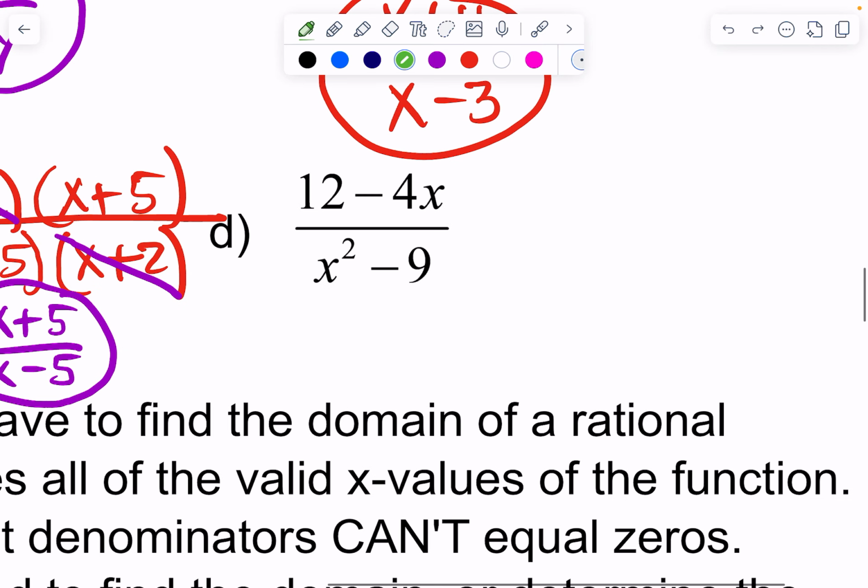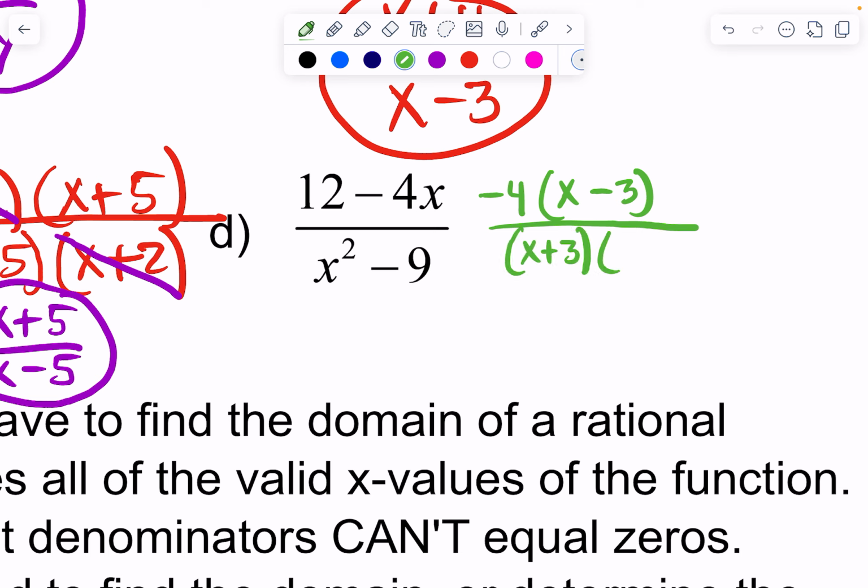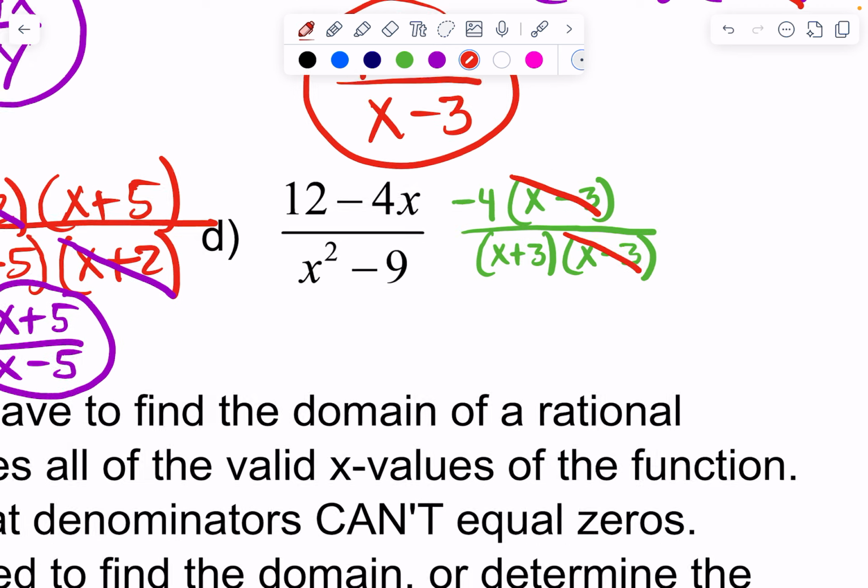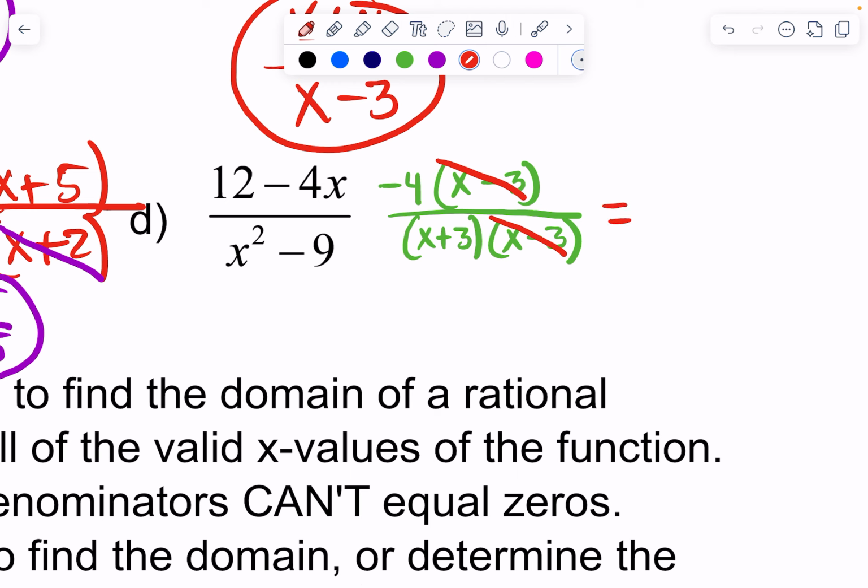Next, first let's go ahead and factor out a negative 4 from this numerator, giving me an x minus 3. And then this is a difference of squares, so this is going to be x plus 3, x minus 3. Please notice that the identical x minus 3 binomial is in the numerator and denominator, canceling out to 1. So I'm left with my simplified rational expression of negative 4 over x plus 3.